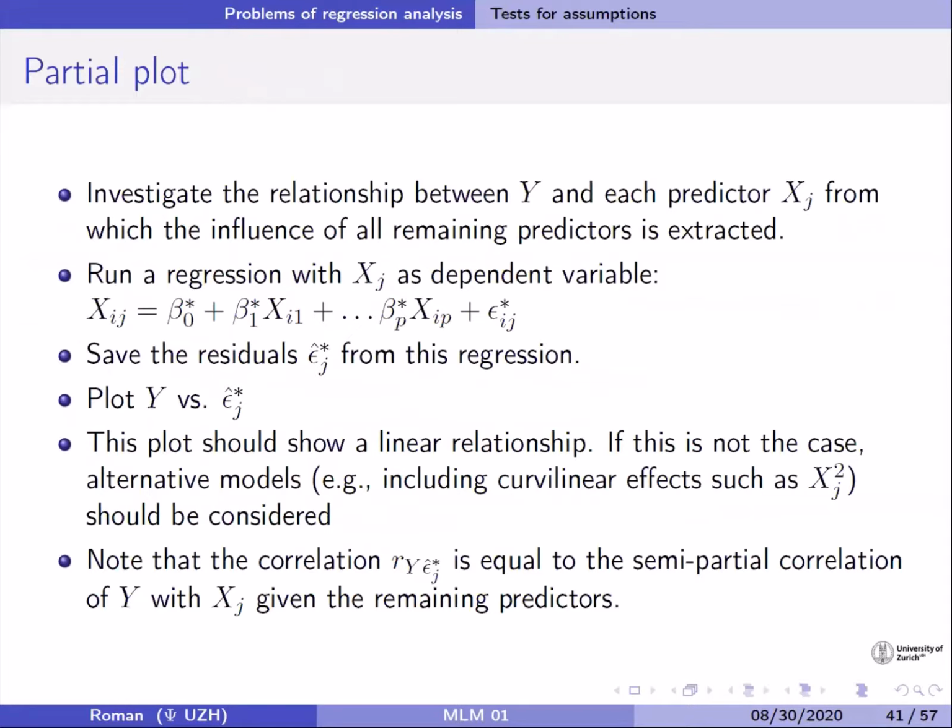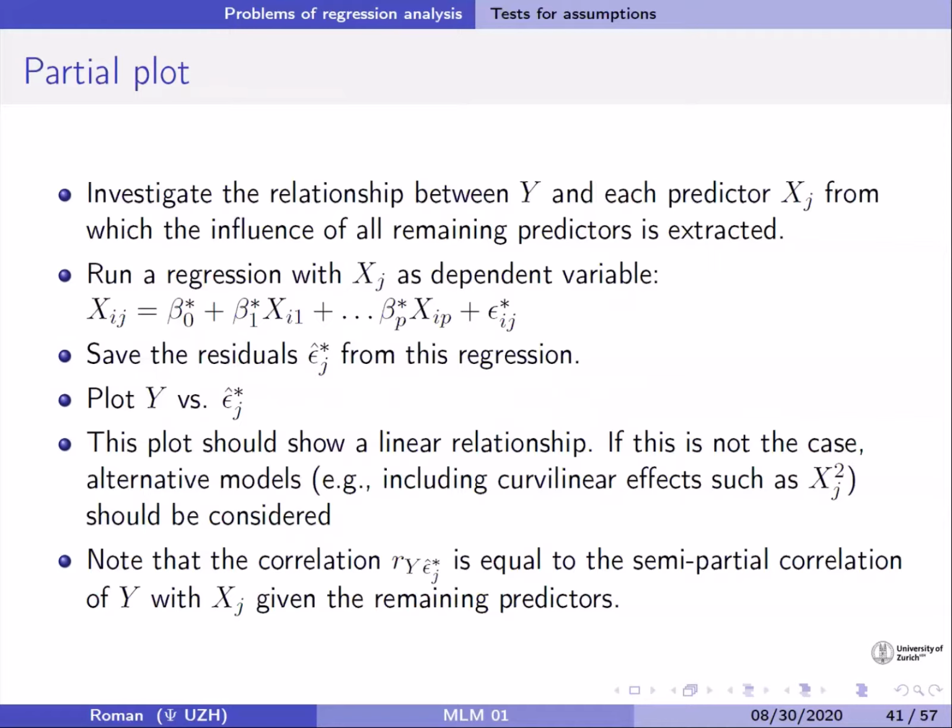What are partial plots? Partial plots investigate the relationship between y and each predictor x, from which the influence of all remaining predictors is extracted. So we run a regression with x_j as a dependent variable. We save the residuals from this regression and then plot y versus these residuals. This plot should show a linear relationship.